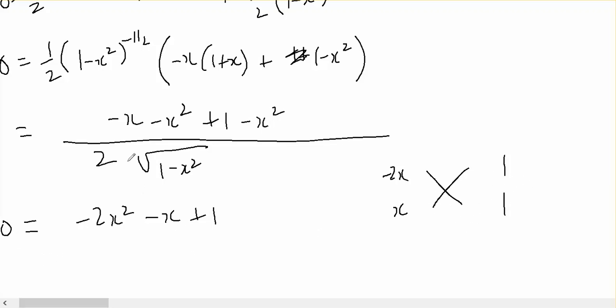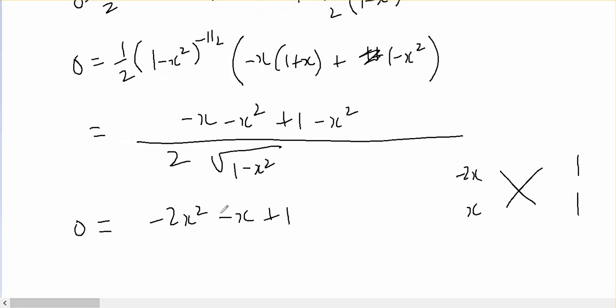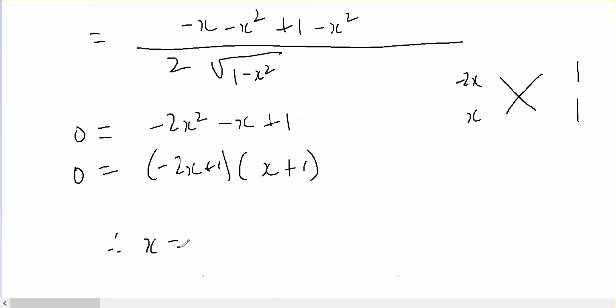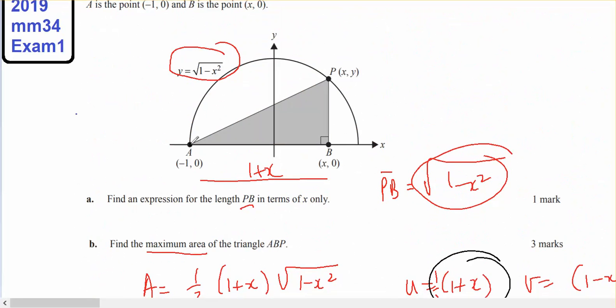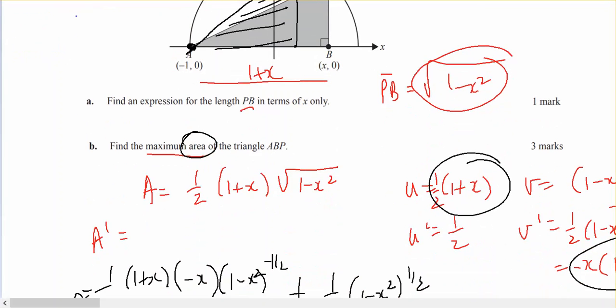So I can ignore the denominator. The numerator is equal to this, which is the same as having minus 2x plus 1 and x plus 1. Therefore, x equals negative 1 or x equals a half. And looking at the graph, of course I got negative 1 because that gives me a triangle that is 0, and a half will be the size of the biggest triangle. So x equals a half is going to be the answer, and I'm looking for the actual area.